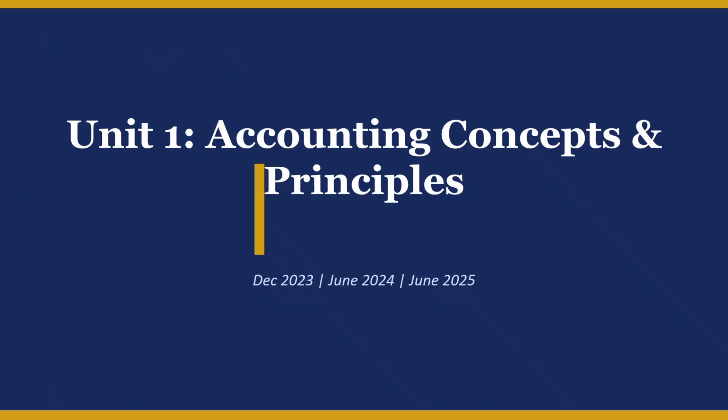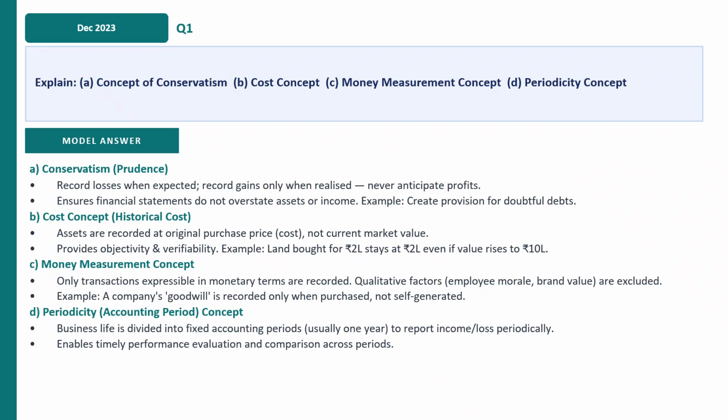Now, let us begin with accounting concepts and principles, which are almost guaranteed in every exam when asked about concepts like conservatism, cost, money measurement, and periodicity. Always remember that conservatism means we record expected losses but not anticipated gains. Cost concept means assets are recorded at historical cost. Money measurement means only monetary transactions are recorded, and periodicity divides business life into fixed accounting periods.